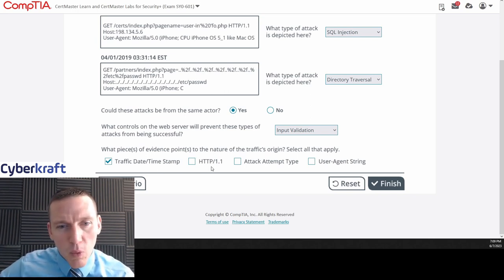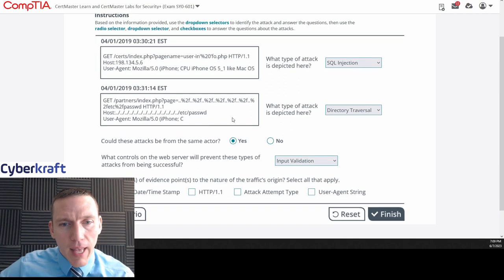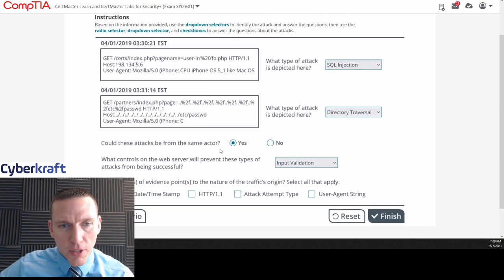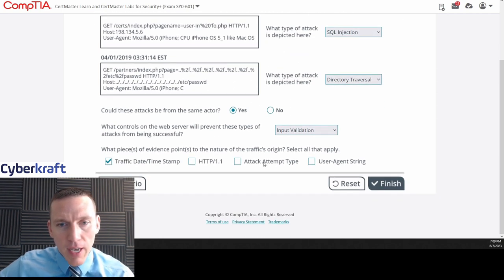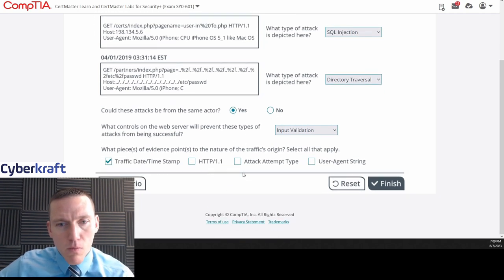All right, HTTP 1.1. I don't really think that has anything to do with the nature of the origin. The attack attempt type, I don't think that has anything to do with the nature of the origin. And the user agent string, this one, I think, is the most likely.